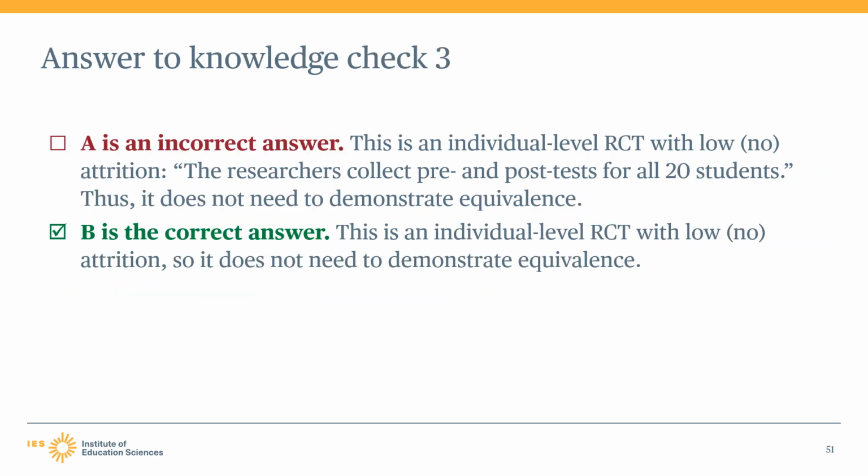B is the correct answer. This is an individual-level RCT with low or no attrition. We know this because the researchers collected pre-test and post-test data for all 20 students. Because this is an individual-level RCT with no attrition, the study does not need to demonstrate baseline equivalence.